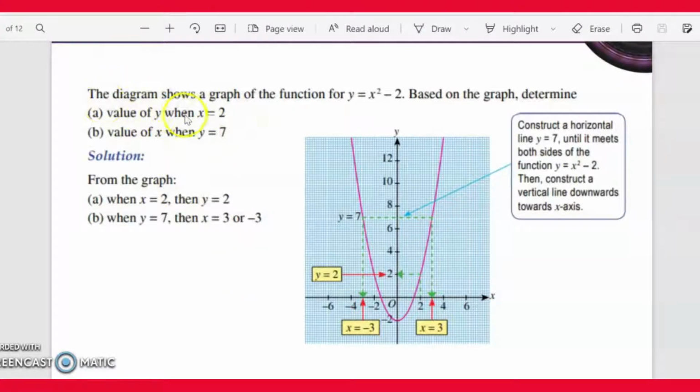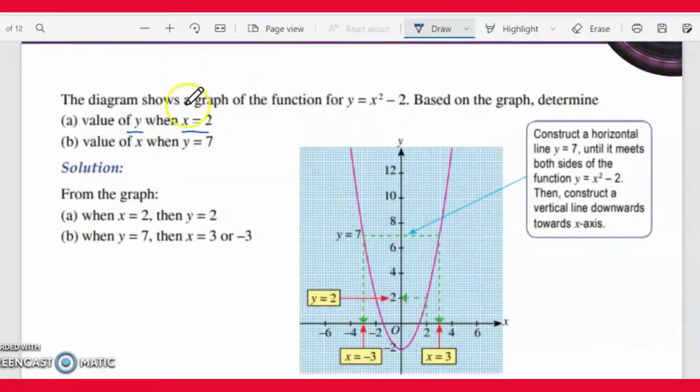Example, the diagram shows a graph of the function y equal to x squared minus 2. Based on the graph, determine the value of y when x equal to 2. From this part, we can see that the question asks you the value of y when x equal to 2. The first thing is you have to draw the graph first. After you draw, we look at where is x equal to 2. So x equal to 2 is located here.